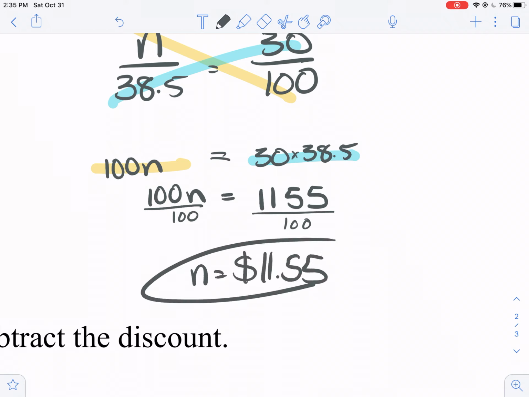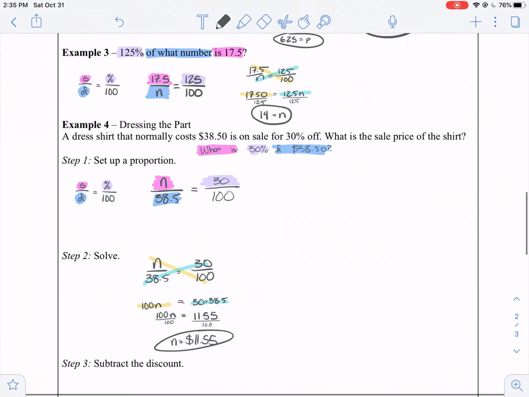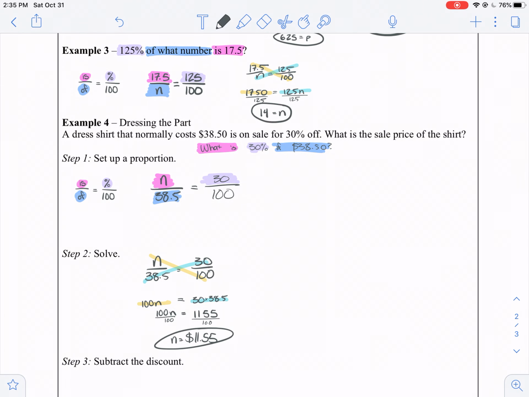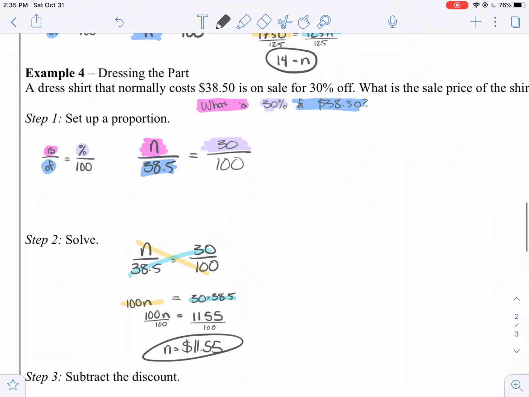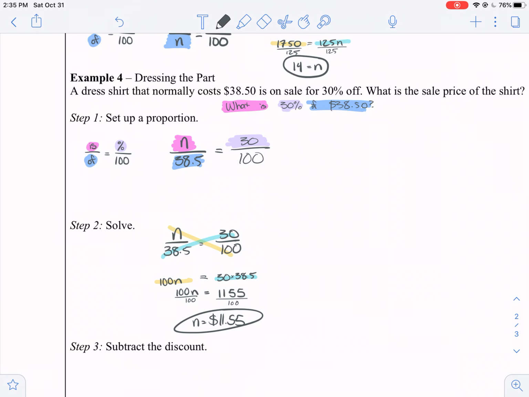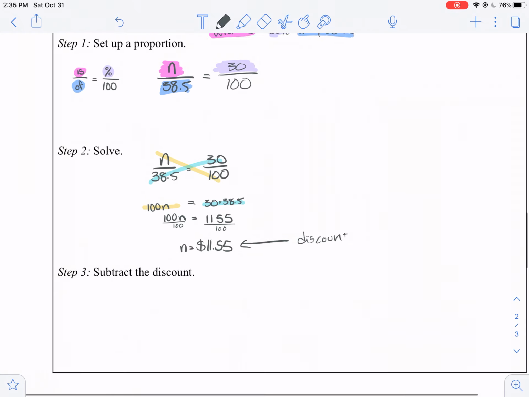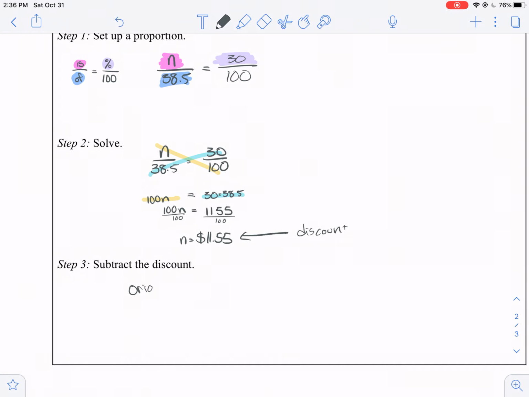$11.55. Does that mean the shirt costs $11? Wow, that's a steal, that's not a sale. But you guys, it's 30% off, which means this is not the final price. This is the discount, that's how much off it is. So we need to take the original price minus the discount to get the actual sale price.